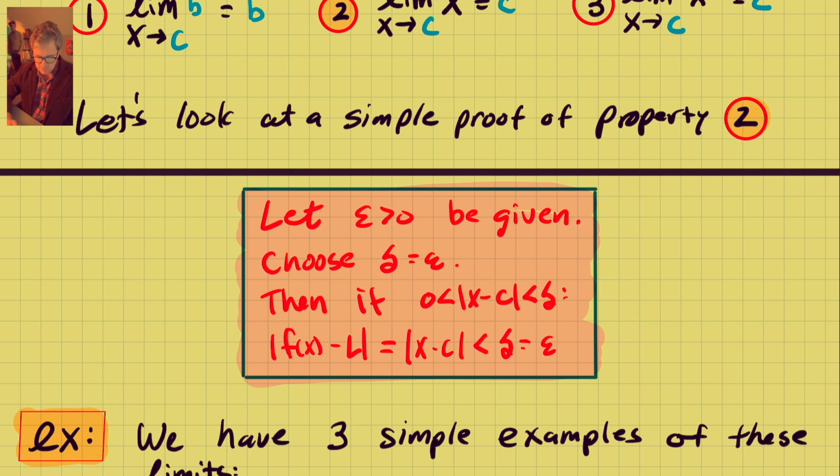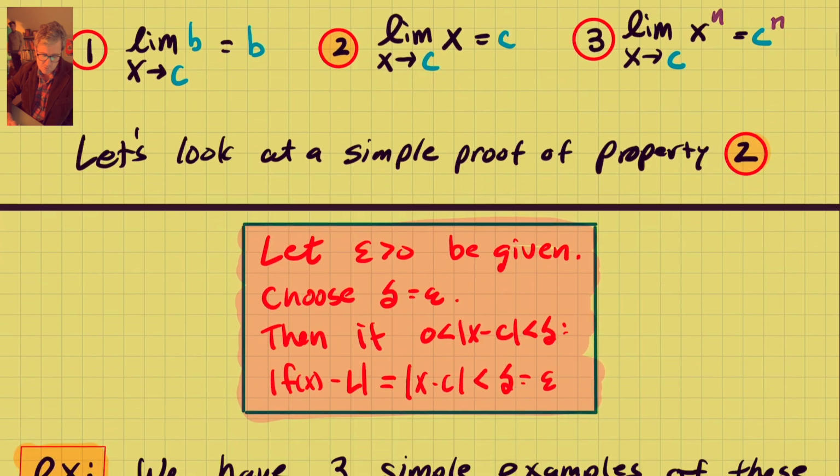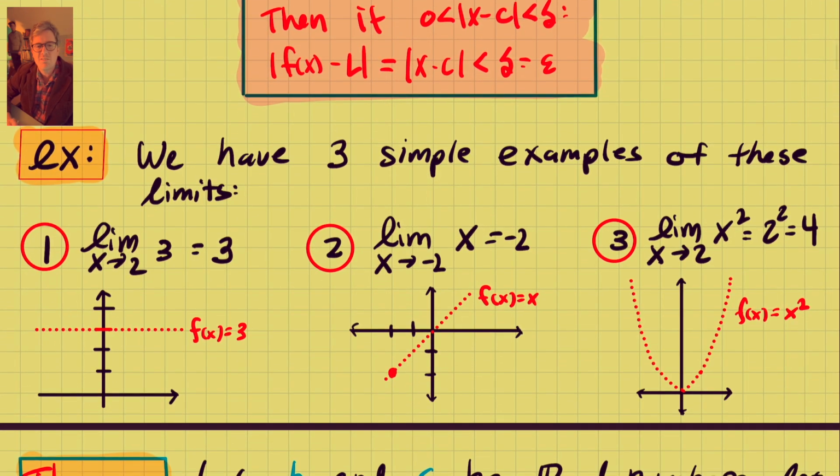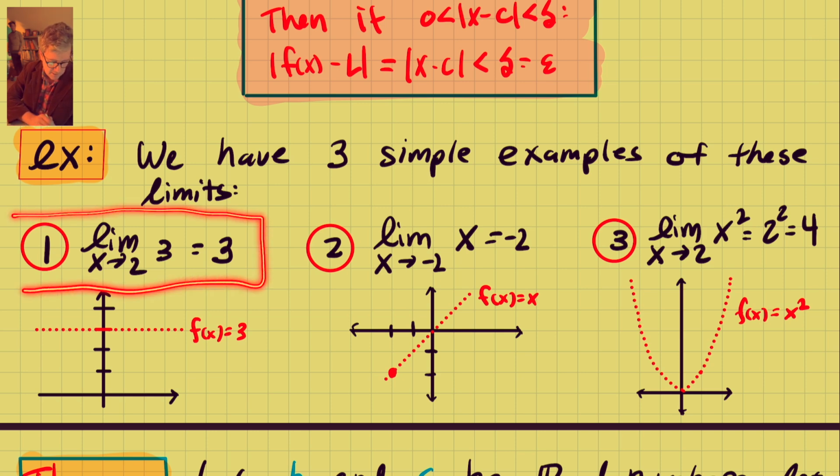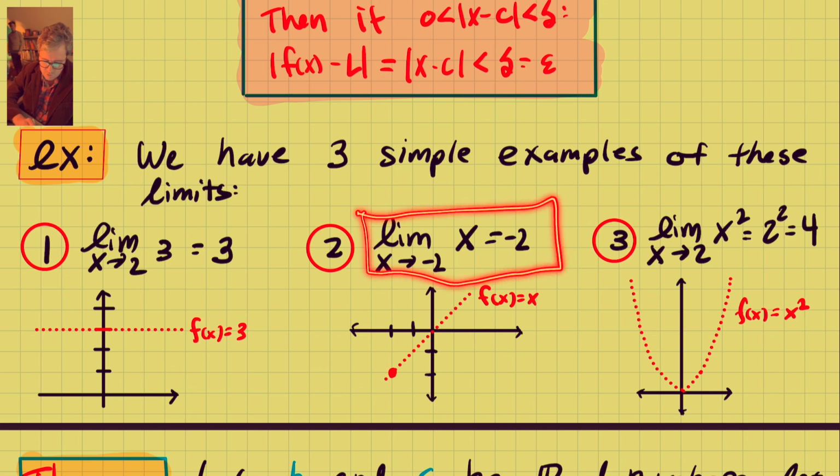Let's talk through a couple of examples of this first theorem, just to make it concrete. The first one says the limit as x approaches 2 of the function f(x) = 3 is just 3. Straightforward, because it's just a constant function. It's equal to 3 no matter what x is. So that one's easy. The limit as x approaches -2 of f(x) = x is equal to -2. So just plug that value in, and we can see that that's the case.